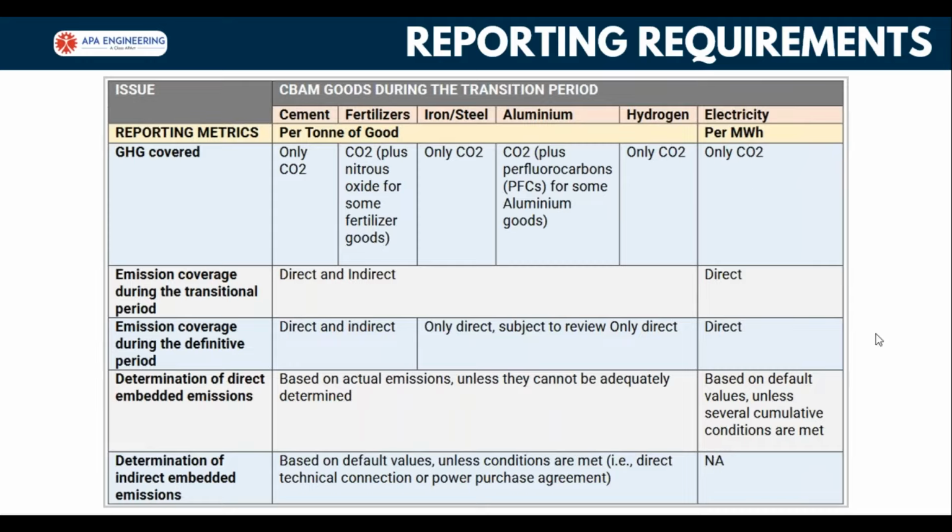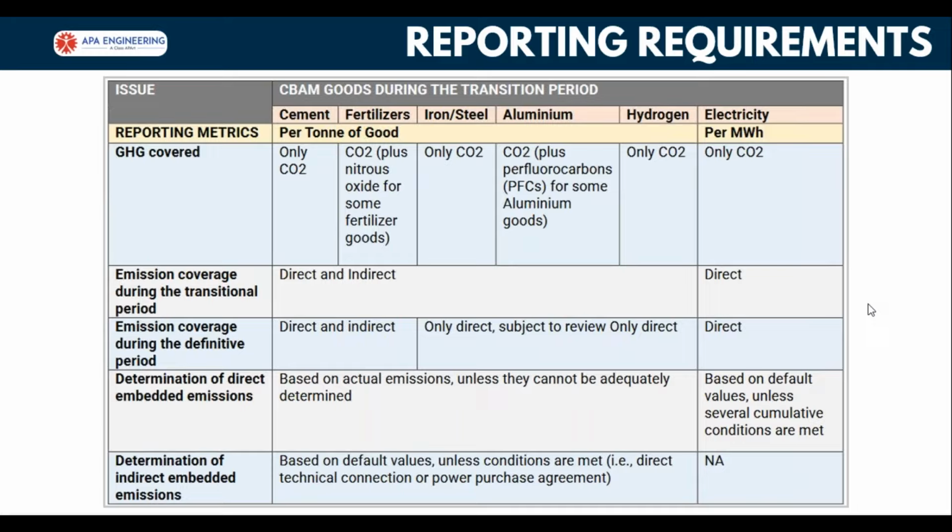And here is a glimpse of your reporting requirements during the transition phase. So this is what we are focused on. So we have given you the reporting metrics, what it should be for the sectors, except electricity will be in MWh, and what are the emissions that are being covered. So for aluminium and fertilizers, you can see that you also have PFCs and also nitrous oxide covered.